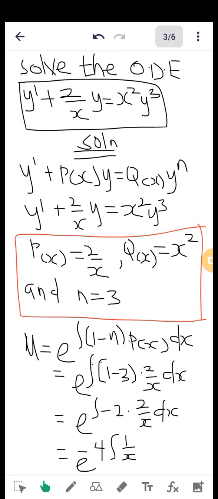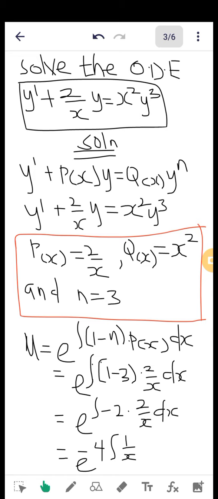From our previous lessons, we've solved a lot of questions on Bernoulli, Riccati, linear differential equation, separable. So today the question on board is that we should solve the ordinary differential equation y prime plus 2 over x y equals x square multiplying y exponent 3. So this is general, right? Because this is not a linear differential equation.